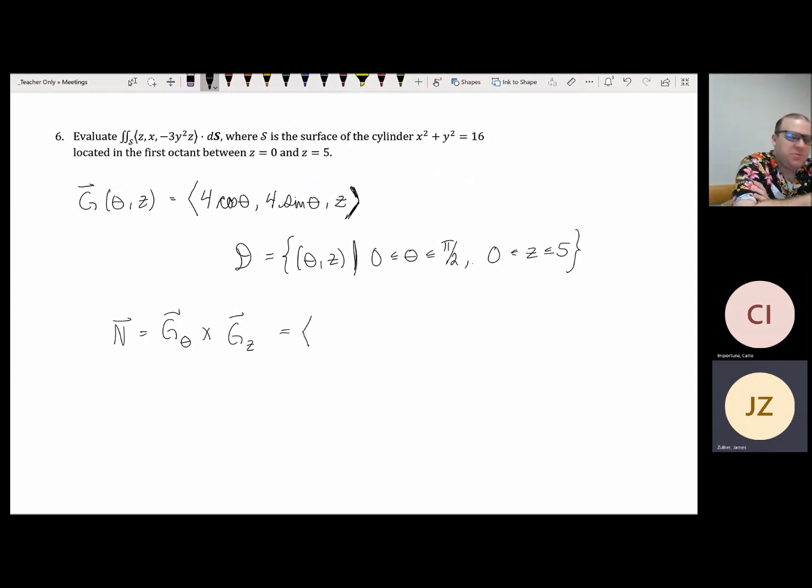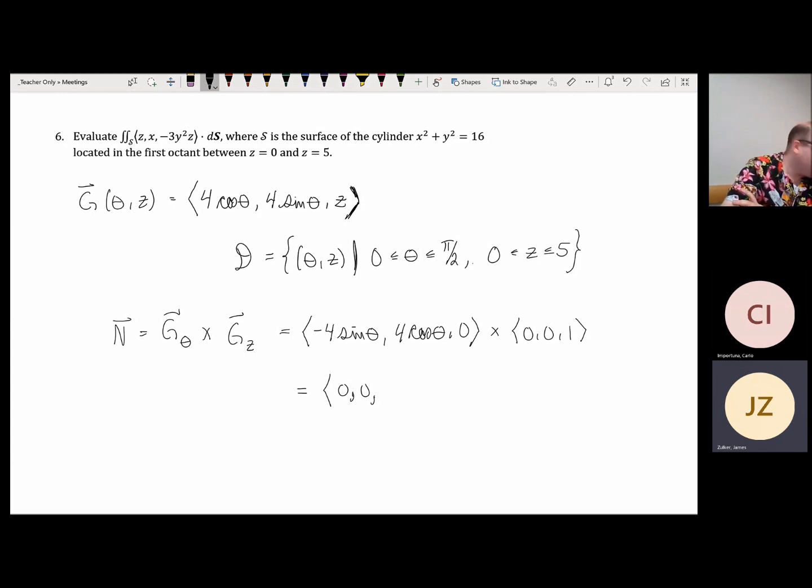I want the partial of g with respect to theta. Well, that's easy. It's not a complicated parameterization. Now the partial with respect to z is even nicer: 0, 0, 1. You can save yourself a lot of work. You're taking essentially a vector in the plane and crossing it with the unit vector in the z direction.